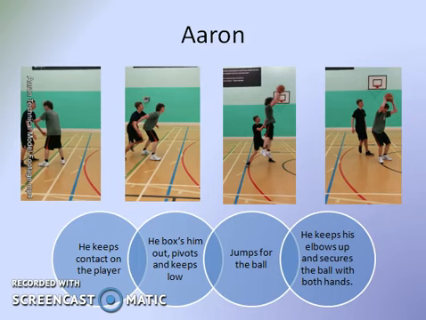It's good to keep contact from the player so that when you pivot, you have contact and you know where they are behind you. If you didn't have contact, you'd easily be able to lose them and they can run around you and take the ball from you. It's important that you jump for the ball instead of keeping low to the ground, because this ensures that your opponent doesn't get the ball before you do.